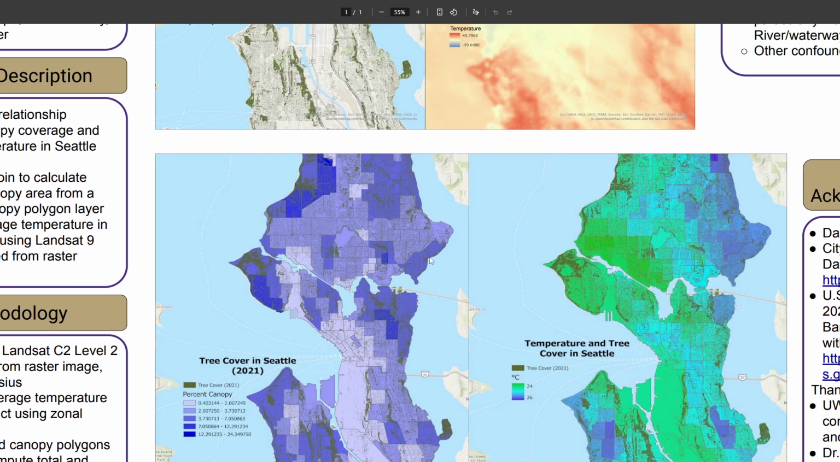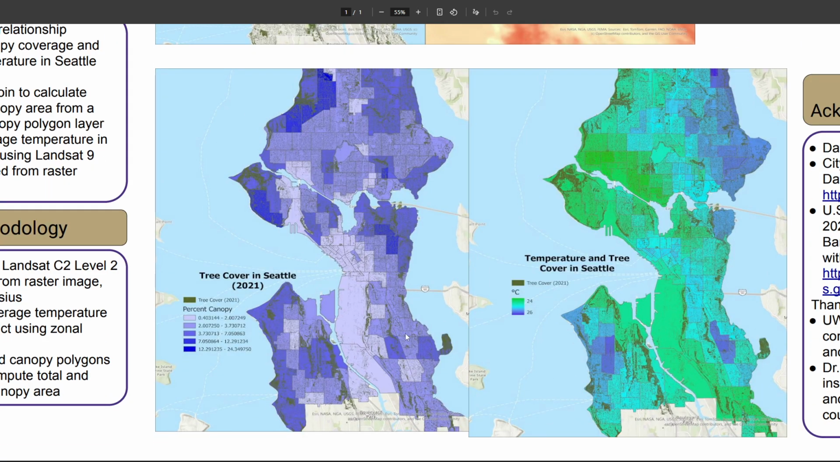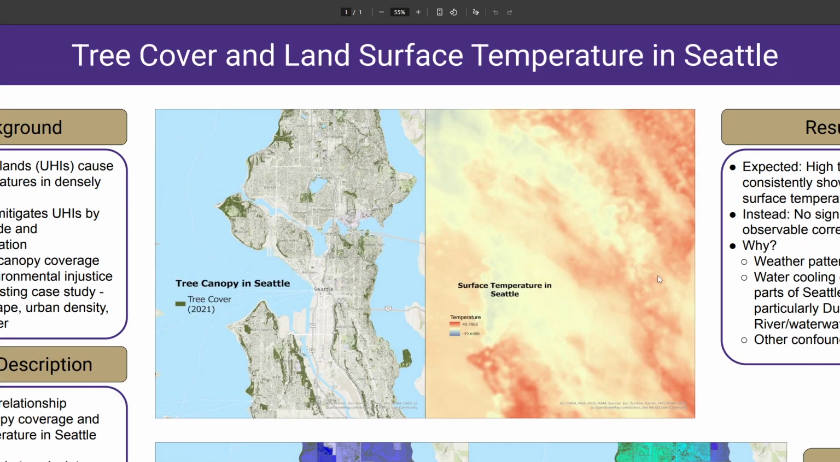Okay, so that's our data. We mapped them all out, and you can see which ones have more and less tree coverage. But comparing between the two, what I expected to see was that higher tree canopy would consistently show lower average surface temperatures. That would make sense, right? That's what these urban heat islands are, right? Where there's more trees, it's cooler, but that's really not what we see.